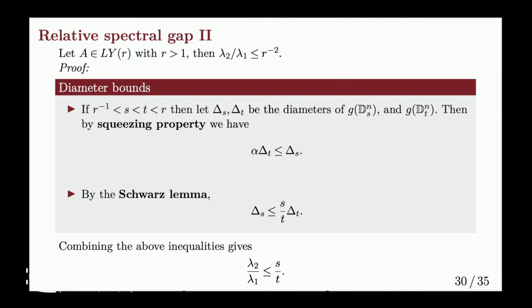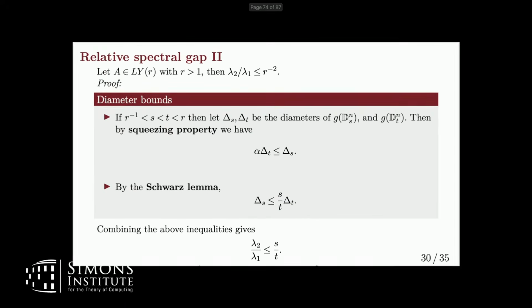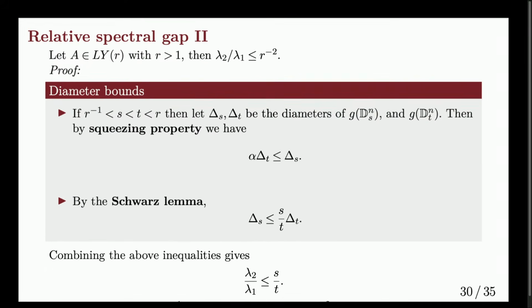But all I need to do now that I've got the squeezing inequality and the Schwarz lemma inequality is combine them to get this. Maybe the very bottom of my slide is cut off, but anyways, it doesn't matter. If I take the limit of s going to r inverse and t going to r, then I get the desired inequality, this relative gap bounded by 1 over r squared.